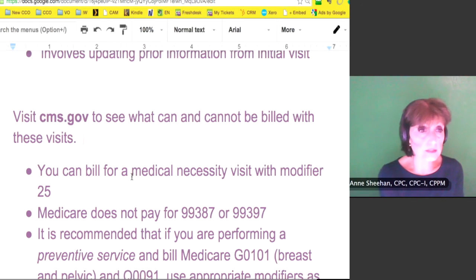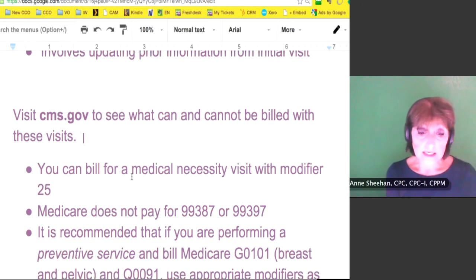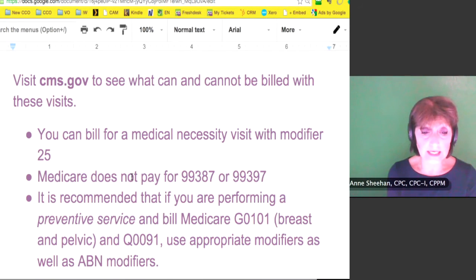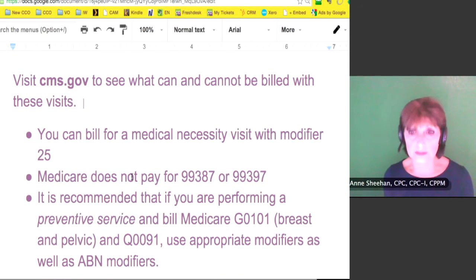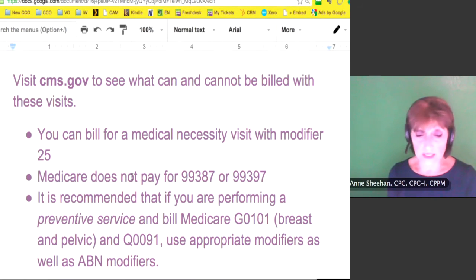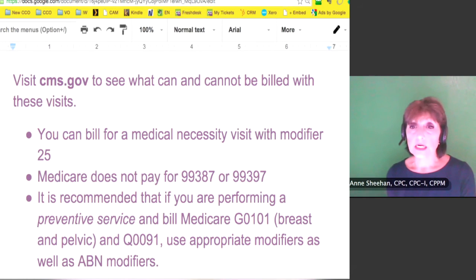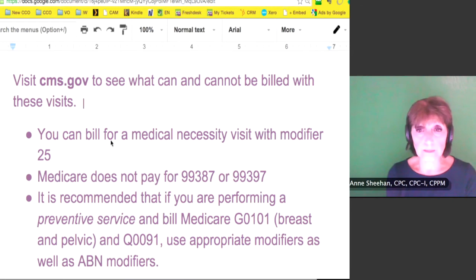If you go to the CMS.gov website, you can really see how these visits work and what's involved, and it will tell you that you can bill a medical necessity visit if something happens along the lines of, while you're visiting the patient, there is a health issue concerned. And again, when I say the 99387 and 99397, you can certainly bill that at another time. That will not get paid. If you bill a PAP or pelvic exam with that, they will get paid.